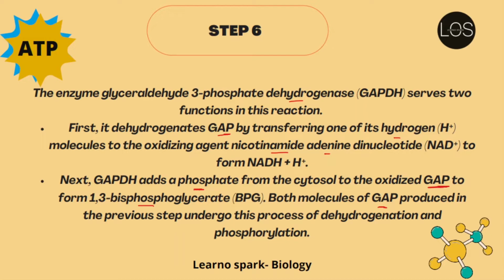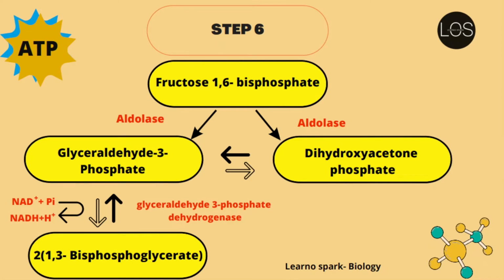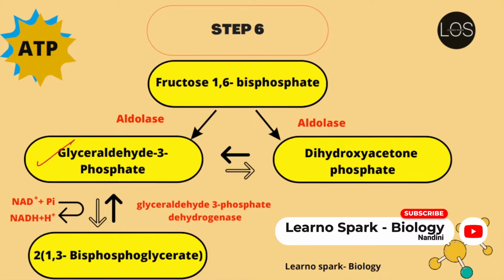Both molecules of glyceraldehyde 3-phosphate produced in the previous step undergo this process of dehydrogenation and phosphorylation. Please remember, we got 2 molecules of glyceraldehyde 3-phosphate as dihydroxyacetone phosphate was converted into glyceraldehyde 3-phosphate with the help of triose phosphate isomerase enzyme. So as you can see it over here, glyceraldehyde 3-phosphate is converted into 1,3-bisphosphoglycerate, and this is the product of oxidation reduction reaction.